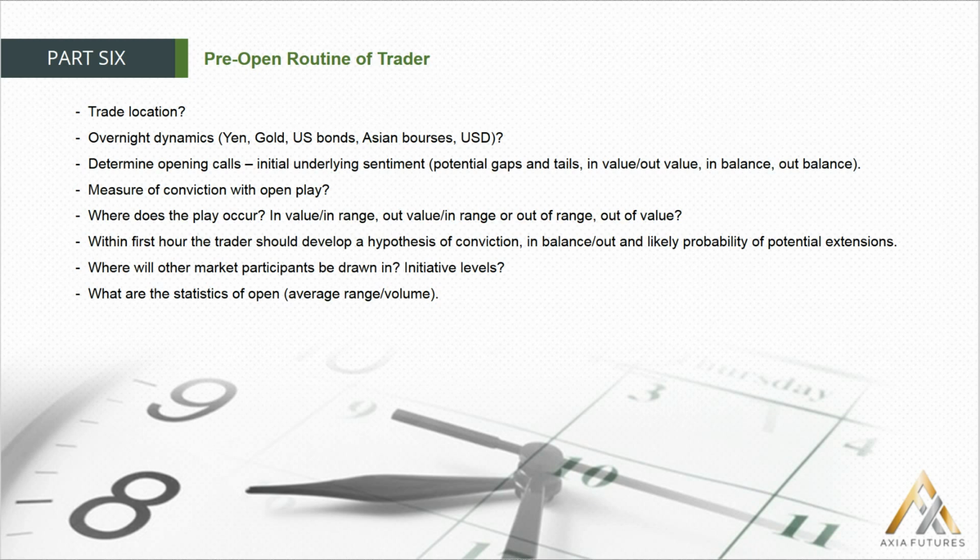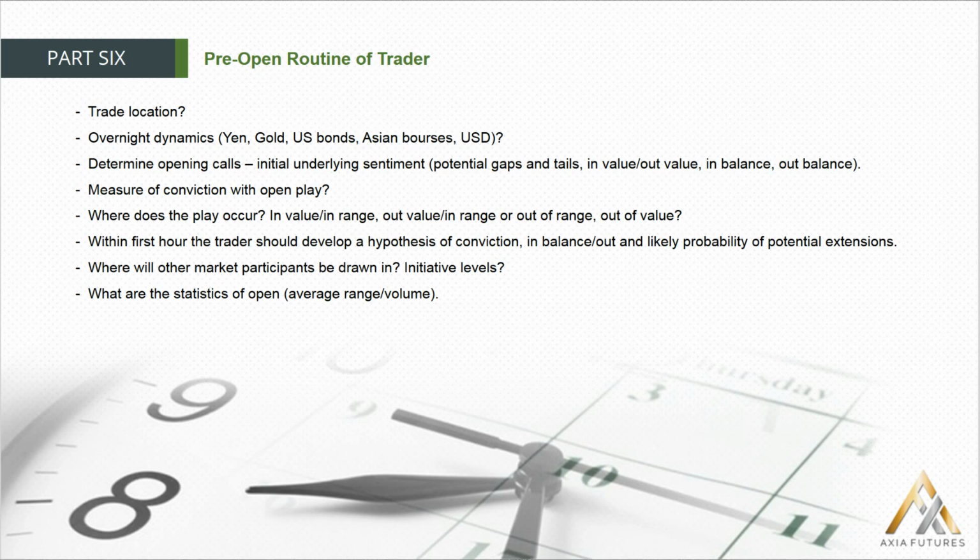Then we need to have a look at, once the market opens, how much conviction there is by watching the open play. So remember, we spoke about the 4 open plays, being the open drive, the open test drive, the open rejection reversal, and the auction open. Now, depending on which open it is, we can develop a level of conviction as well as a hypothesis for what may occur as the day progresses. Then, where does the open play occur? Is it in value? Is it in and out of range?